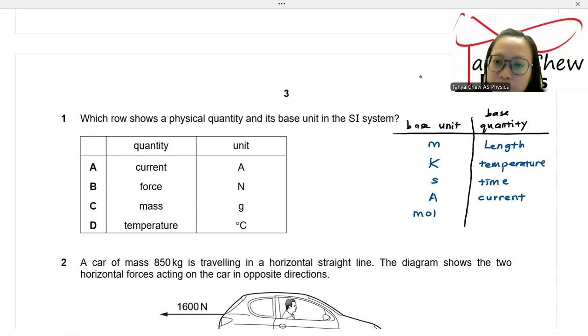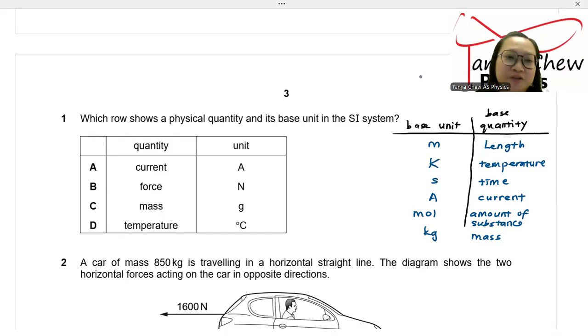Mole. 1, 2, 3, 4. The fifth is mole. The base quantity is amount of substance. And the last one, kilogram, the base unit. The base quantity is mass. So you are required to memorize all these 6 base quantities together with their base units.